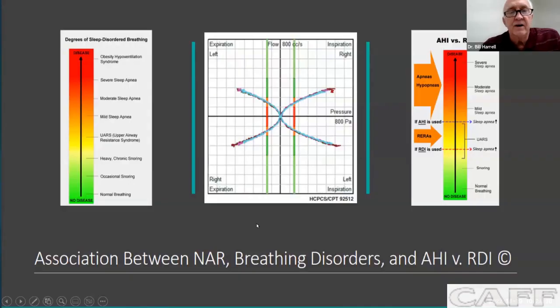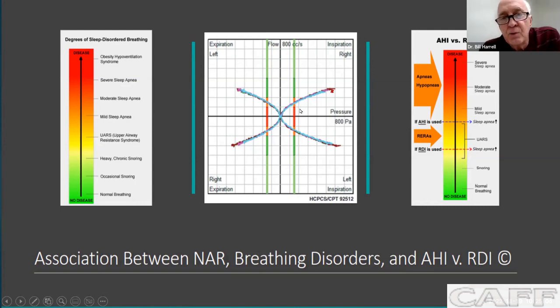So here's a graph of a person, and Karen came up with this, where she relates the airflow. This is inspiration. This graph is inspiration on the right side when you inspire, and this is expiration on the right side. So it's like a little S curve. And then here's inspiration on the left, here's expiration on the left. So it creates this little S-shaped curve.